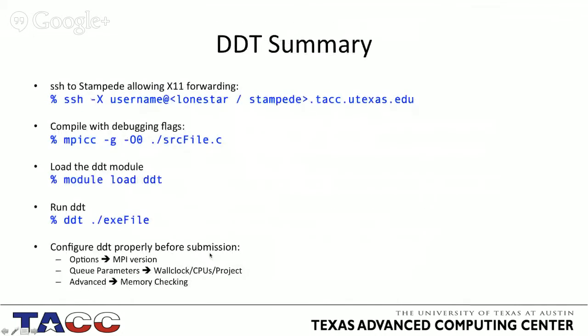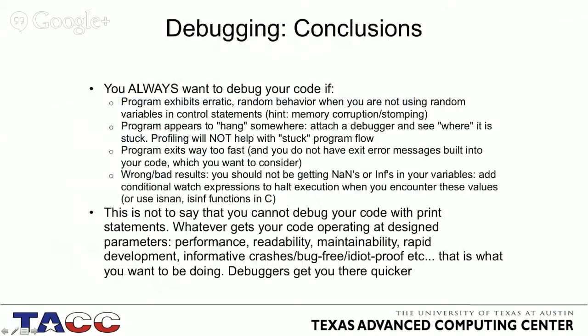And we'll go through this in the lab. Okay, so when should you debug? Well, if your program doesn't finish, you should probably debug it. If your program is erratic, so let's say you run the same thing twice and you don't get the same answer, and you don't have some sort of random seed that would cause an answer to be different.